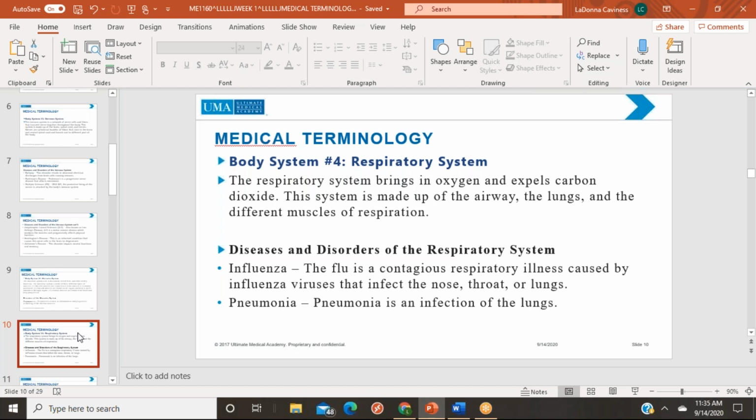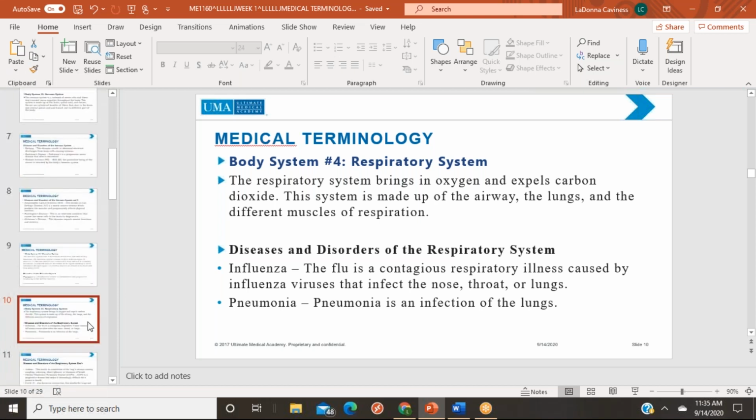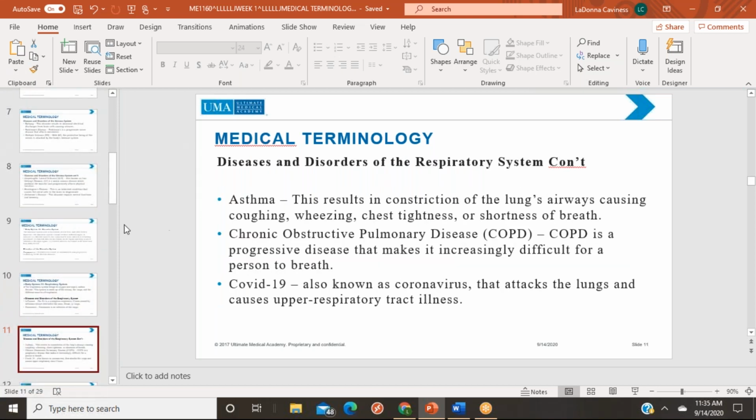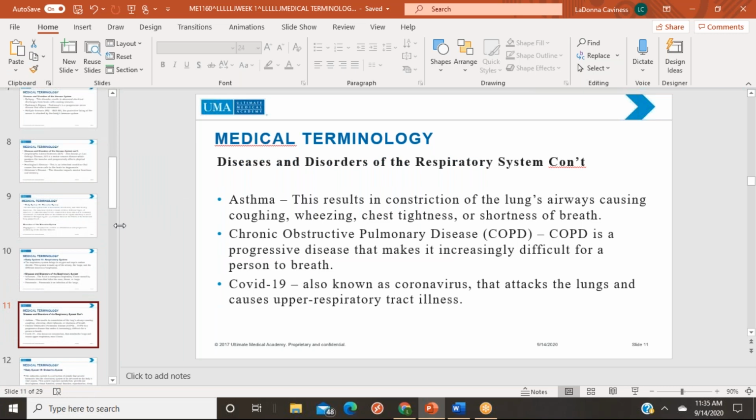Diseases and disorders of the respiratory system consist of, this is a common one, influenza or the flu. It's a contagious respiratory illness caused by the influenza virus that affects the nose, throat, and lungs. And here's another classic respiratory system disorder, pneumonia, an infection of the lungs. Diseases and disorders of the respiratory system continue.